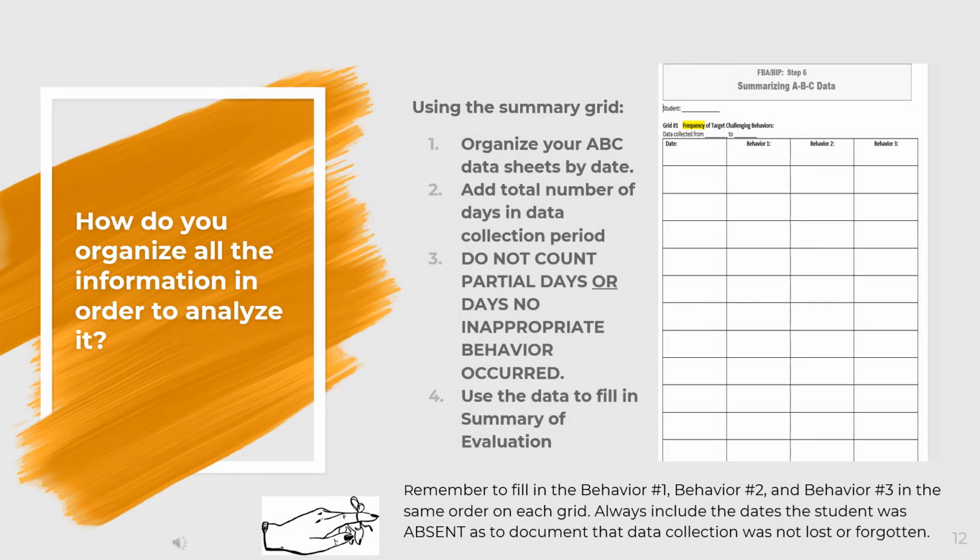So how do you organize all the information in order to analyze it? Here's a copy of the summary grid. The first thing you'll want to do is organize your ABC data sheets by date. Add the total number of days in the data collection period. Do not count partial days or days that no inappropriate behavior occurred. Use the data to fill in the summary of evaluation.